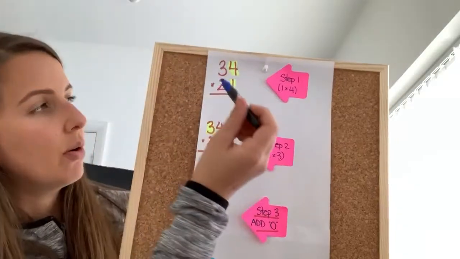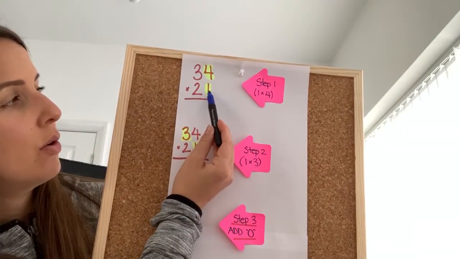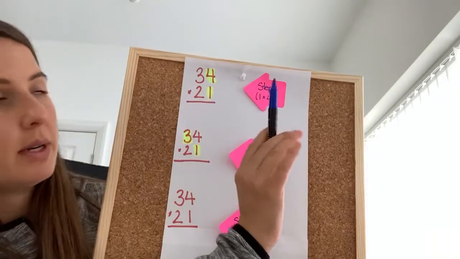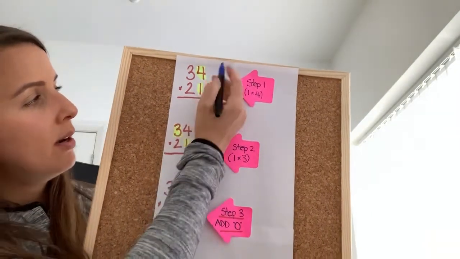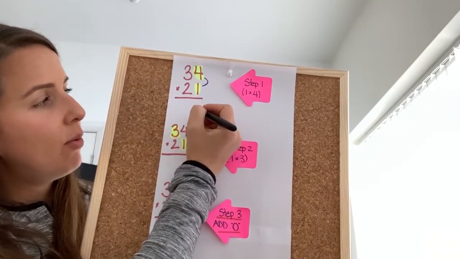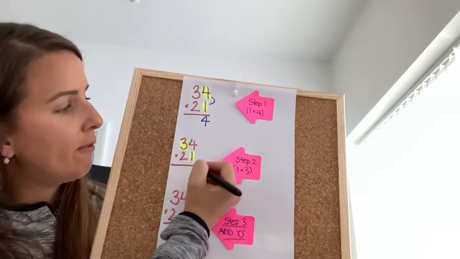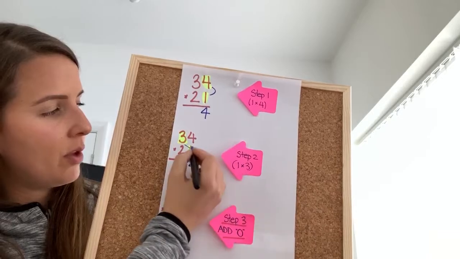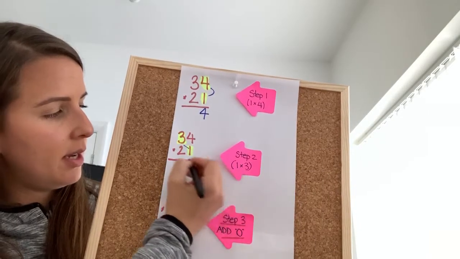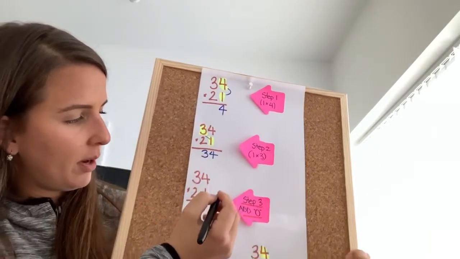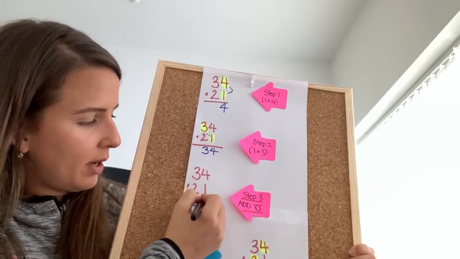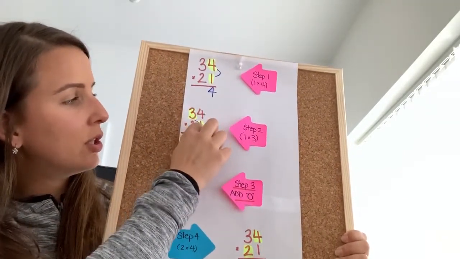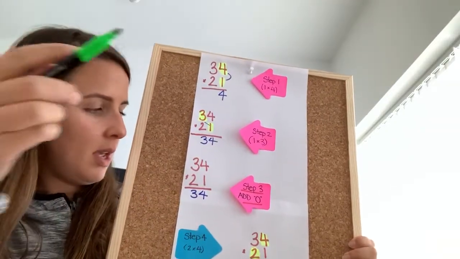Okay, so first step, just like we do when we're doing it by one digit, 1 times 4 is 4. Okay, so we have the 4 here. Then we go over. 1 times 3 is 3. Okay, so we have 34. That's multiplying the two digits by the one digit.